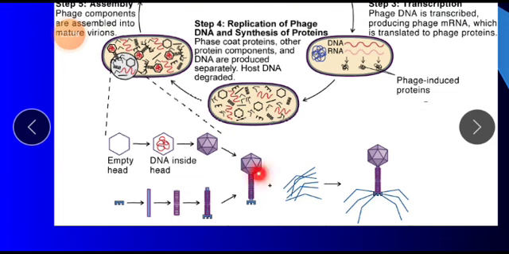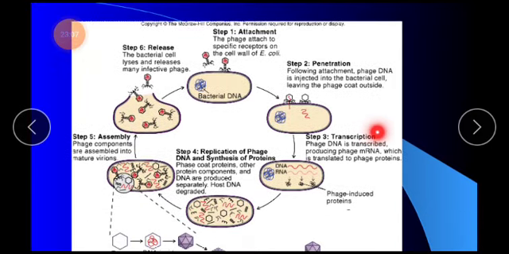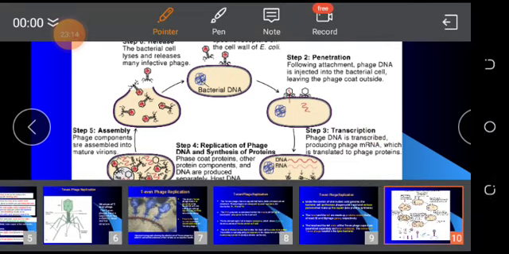This is the head and this is the tail. Then those fibers are like legs, and they attach on the base of the tail. Then the complete T-even phage is formed. So this is what we call the process of bacterial viral T-even phage replication. Let us see the next.